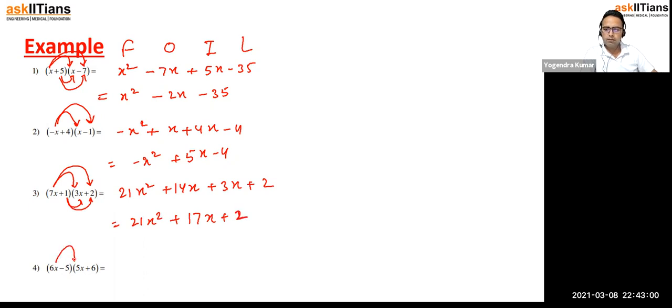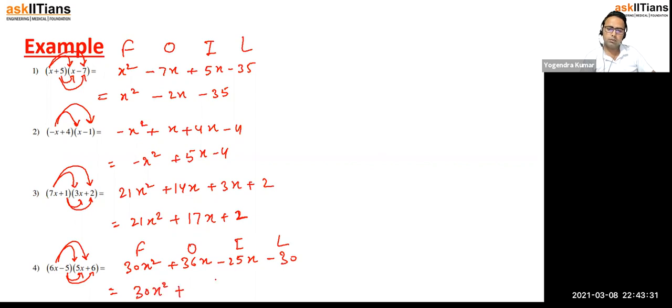Right? Now here we can do like this here. So 30x square and then 36x, right? Now here you can do like this. You need to remember the sign, by the way. Okay, right? Sign is important. So minus 25x and what? Minus 30, right? I hope you're paying attention to this. Okay, that I'm multiplying. FOIL we got. So what we got? 30x square plus what we got? 11x minus 30. This is our final answer, right?